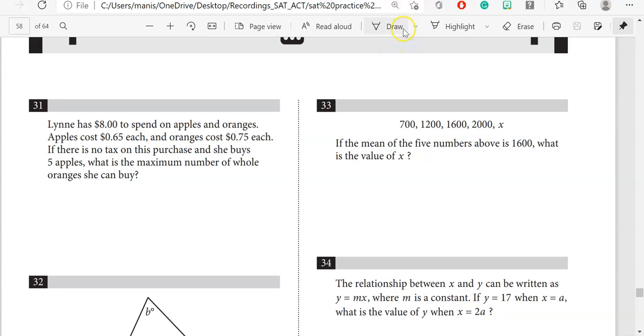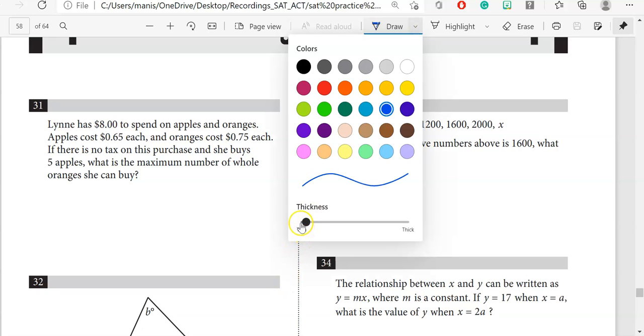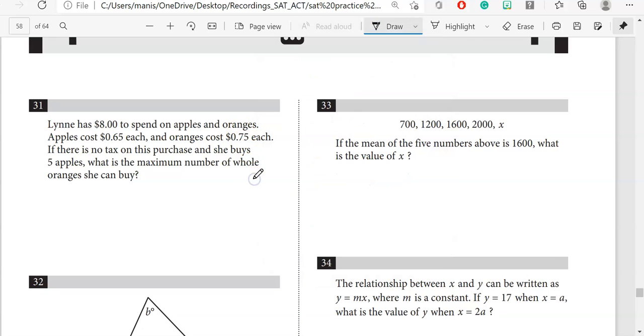Alright, this is our last section, part 4 of 4. So this is your section 1. I'm doing question number 31 till question number 38. So let's start working on these problems.